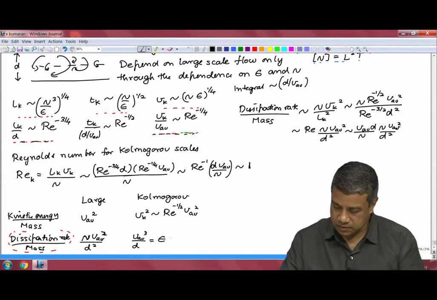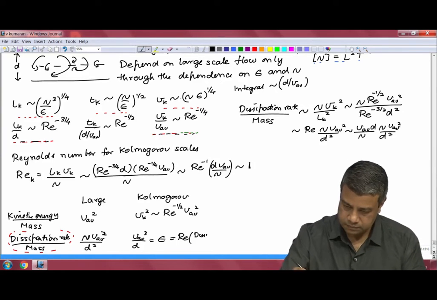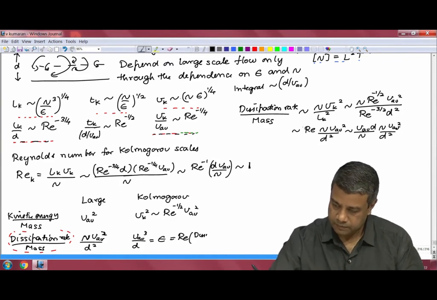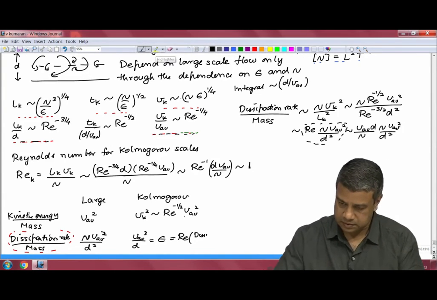And this is also equal to Re times the dissipation, if I use this expression, this is equal to Re times the dissipation in the large scales. Okay.